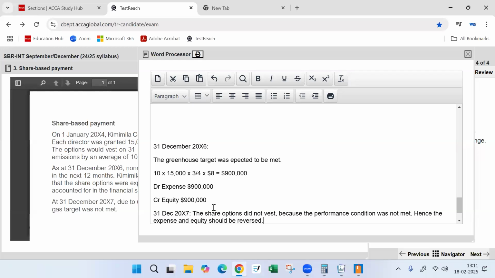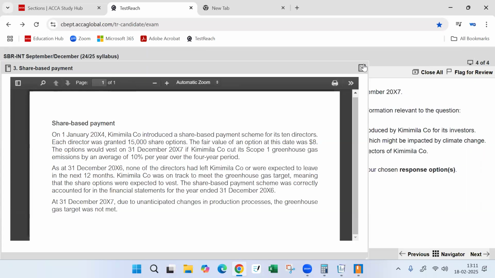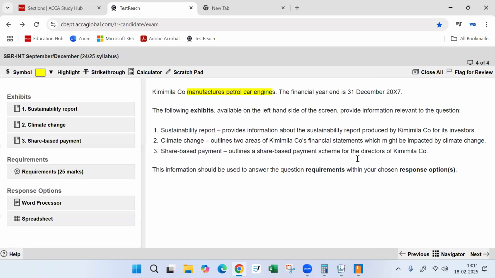Clear? Any questions? Understood the concept? Right? So, with that, we have completed this entire question paper. Now, I want you to prepare the summary of the question paper and read it when you have time.